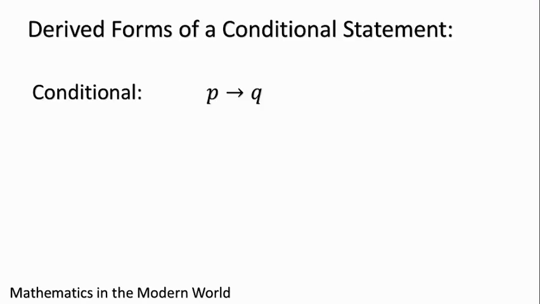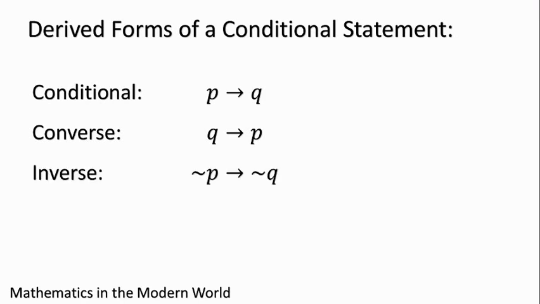Still in the conditionals, we can derive other conditionals by interchanging the hypothesis and the conclusion or forming their negations. So the converse of a conditional is in the form if Q then P. The inverse is in the form if not P then not Q. And finally, the contrapositive is in the form if not Q then not P.